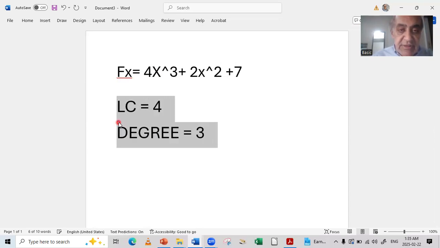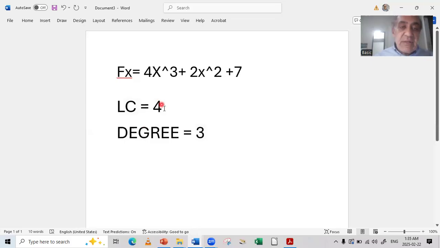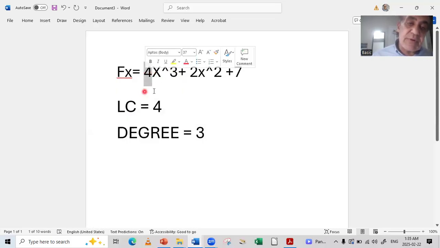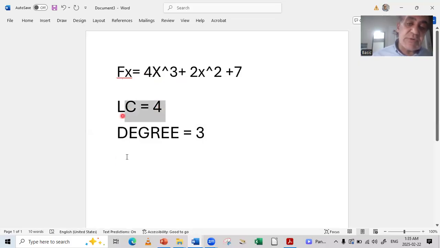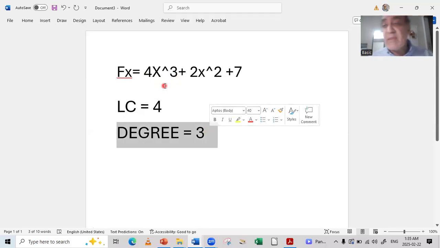As you can see here, the leading coefficient is in front of the highest power of x. The highest power of x is x power 3. So this is the highest power, and in front of this power 3 is 4. So the leading coefficient is 4. And the degree of this function is 3 because this is the maximum exponent of x, which is 3.